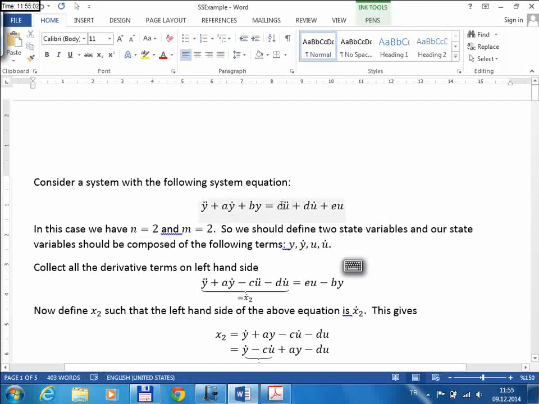Okay, so if m was 0, in which case there were no derivative terms of the input signal, then we don't need these two terms. So we define the state variables only using y and y dot. So this is a more complicated example. So let's take a look at this one.